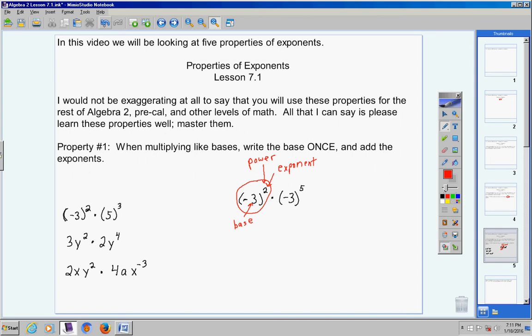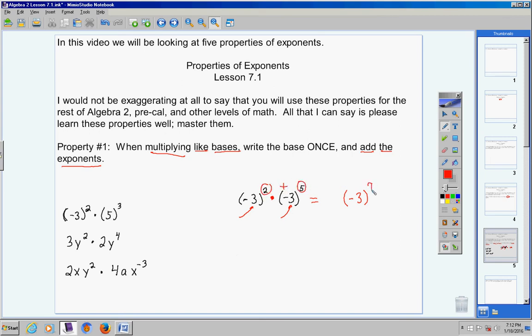Okay, so with that in mind, notice that I'm multiplying. Do you see that? Everybody see that? And my base is -3, and my base is what? -3. So I'm multiplying like bases. What do you do? You write the base once. So what's my like base? -3. So write it how many times? Once. And then do what? Add the exponents. So that's simple, guys. It really is. Exponent, exponent, add them together.